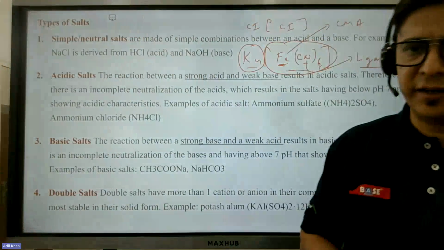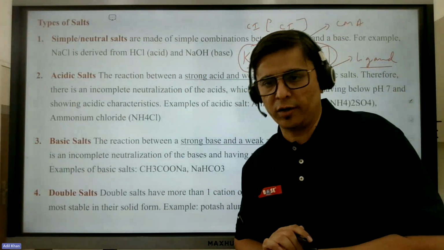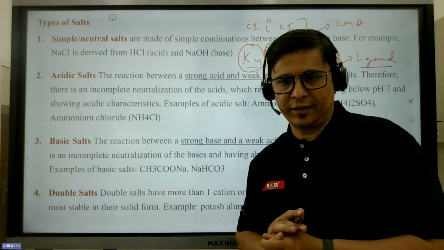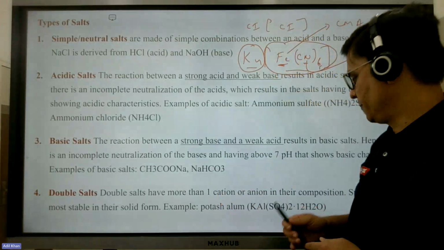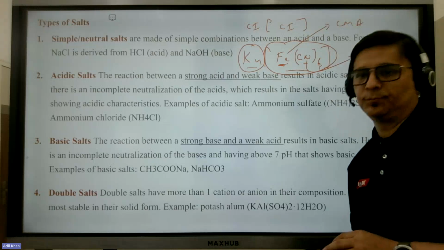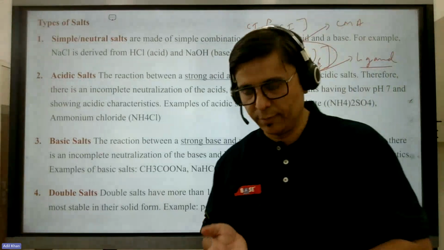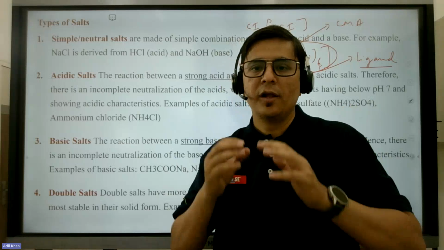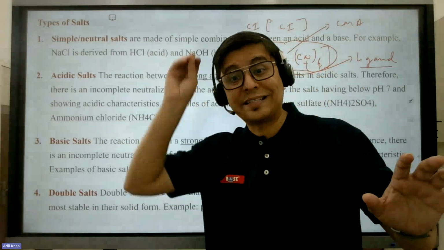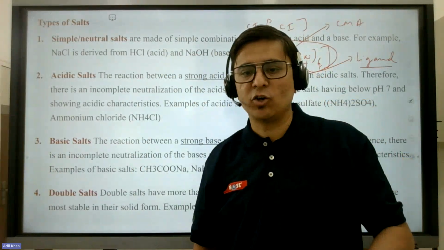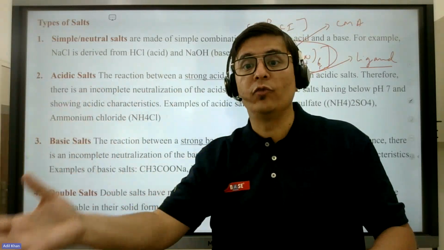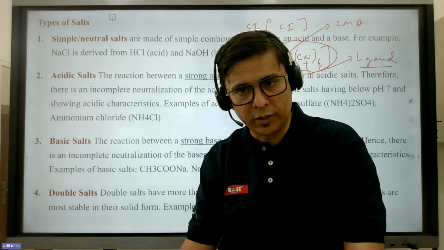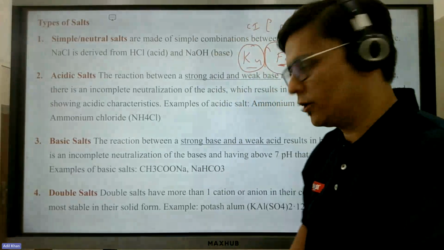All this you will read in 12th grade in the coordination chemistry chapter. Very good chapter, one of the very good chapters of inorganic chemistry. So that's all with respect to types of salt. Let me give you a gist. You have simple salt, acidic salt, basic salt, double salt. Simple salt is basically made up of strong acid and strong base. Acidic salt is made up of strong acid and weak base. Basic salt is made up of strong base and weak acid. Double salt is made up of two or more than two types of simple or neutral salt.